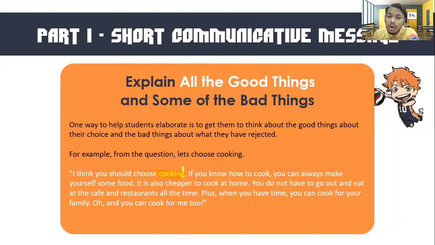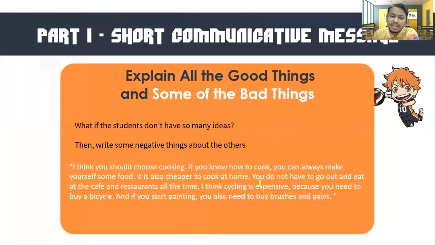So you list down all the good things here. Let's say you can make yourself some food, your favorite food. It can be scrumptious, delicious, sumptuous, cheaper. Look at that. That's a good thing. You do not have to go out. You have time. First, we explain all the good things and some of the bad things. Why? Okay, now, what if the students don't have so many ideas? They are running out of ideas.